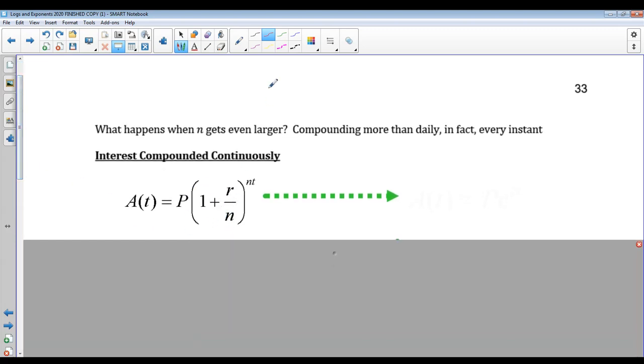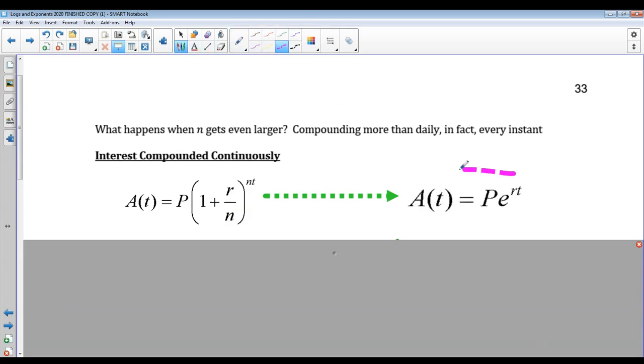So as that value gets bigger and bigger, this is that exploration we did earlier in this unit where I put an x here. So it was 1 plus 1 over x to the xt. And this is where our evaluation of this, when we started putting larger and larger numbers in for x, so basically when we started compounding more and more frequently, we discovered that this number turned into the number e.